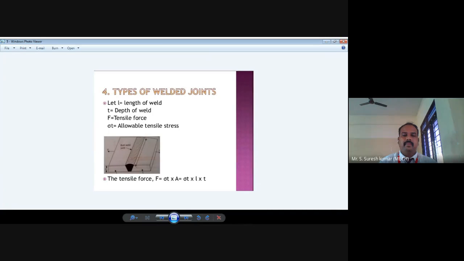So today we discussed the meaning of weld joint, the types of welding joints, and the basic calculation of design of butt welding joint. I hope you understand the basic concept of welding design. Next we will discuss some simple calculations based on the welding design. Thank you very much.